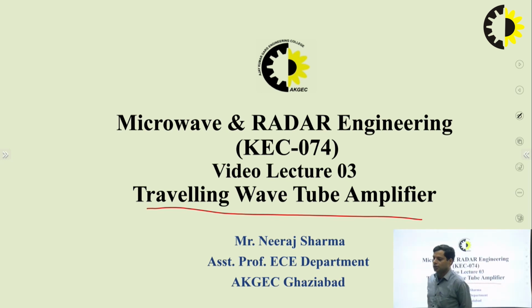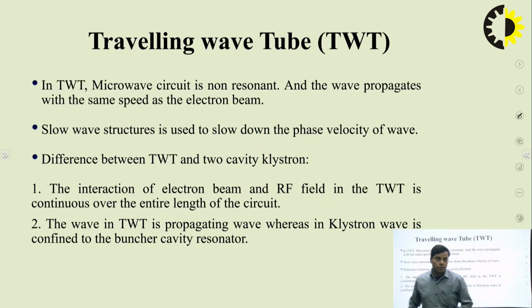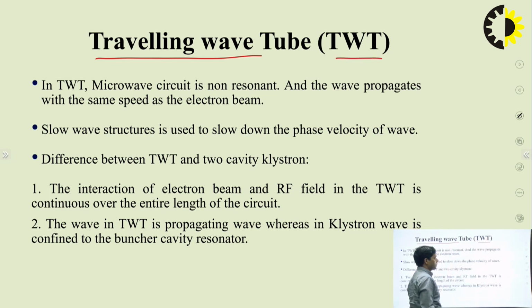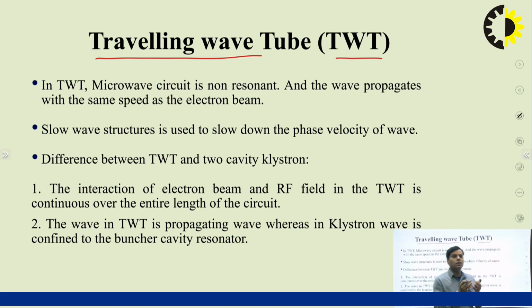This TWT, in the category of linear beam, is different from the klystron family. So, starting with the TWT, the traveling wave tube amplifier, in this introductory part, the first point is that it is a non-resonant circuit. That means the wave propagates inside with the same speed as the electron beam emitted from the electron gun.